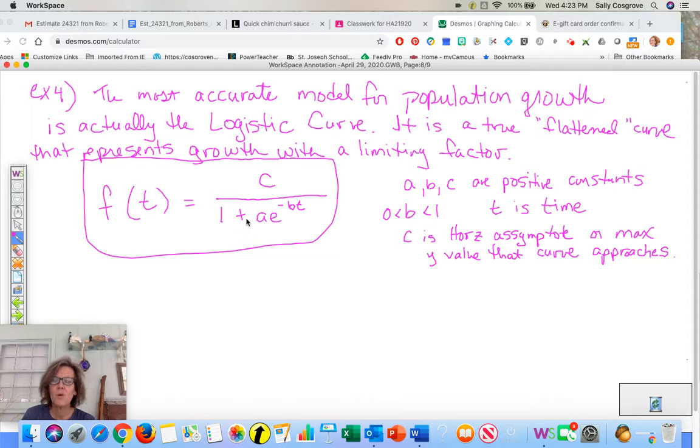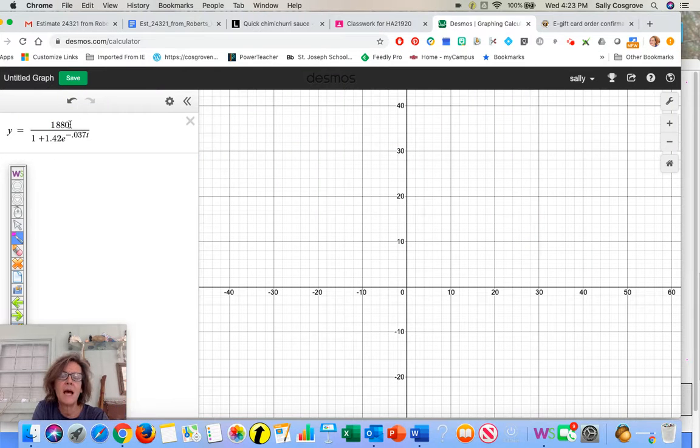Okay. So what I want to do is show you what this curve looks like. So I'm going to jump over here to Desmos, and I've actually put in Desmos the equation that we're going to use. I'm going to do a population of fish in my pond problem. For all you wildlife biologists or marine biologists, you'll be doing stuff like this, okay? Here's this equation. And so this is my C value, 1880. And then I have what? 1 plus 1.42 times e to the negative 0.037 t.